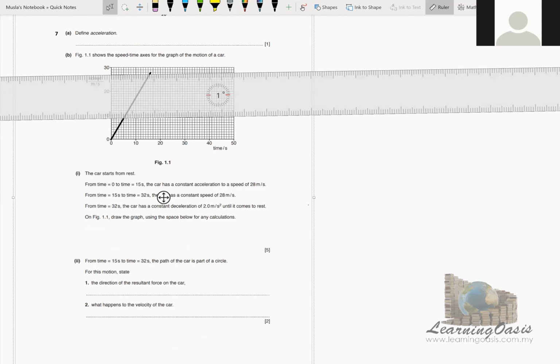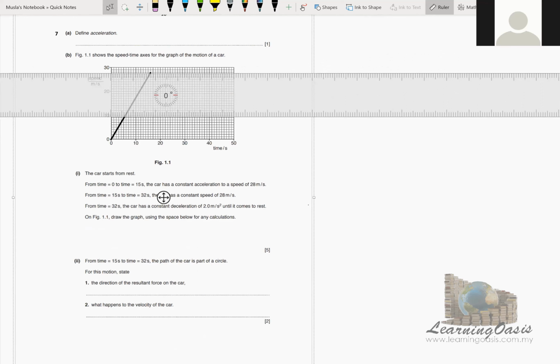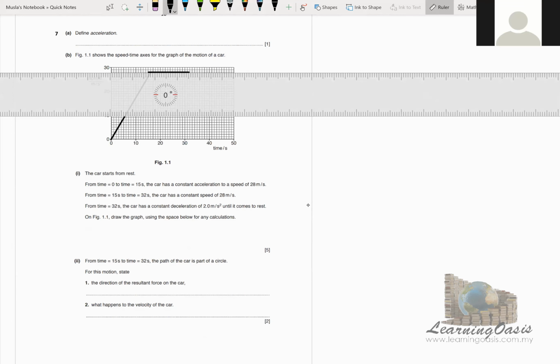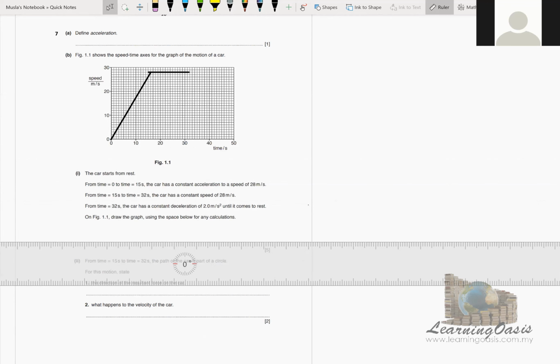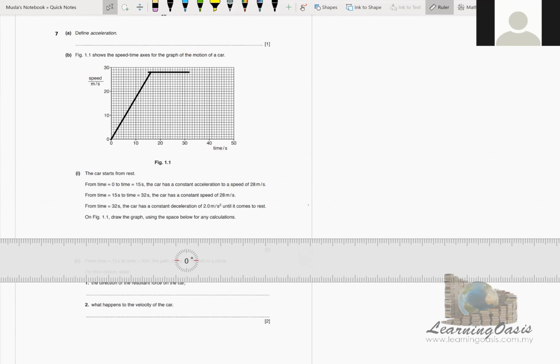Wait, 30, 30, 31. After that, teacher, the car stops at 46 seconds, right? At 30 seconds, the car has a constant deceleration until it crashes. So it has a constant deceleration of 2 meters per second.